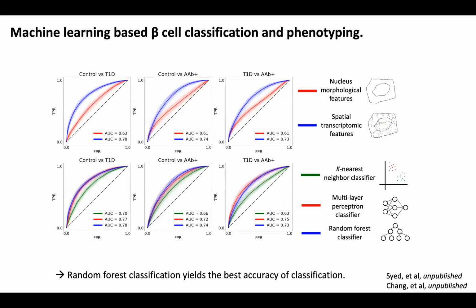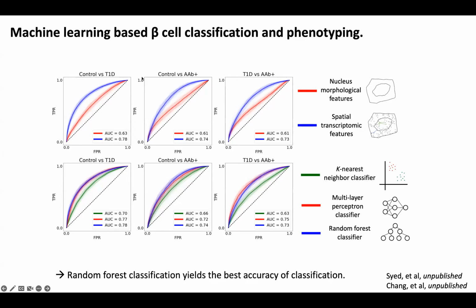As a comparison to these RNA features that we derived from the single-molecule FISH images, we also use nucleus morphology features. We want to use the morphology features as a control to see whether the transcriptomic features give better classification accuracy compared with the nucleus morphological features. And the result is pretty exciting and convincing: comparing different groups, the transcriptomic features always outperform the morphological features in prediction accuracy.